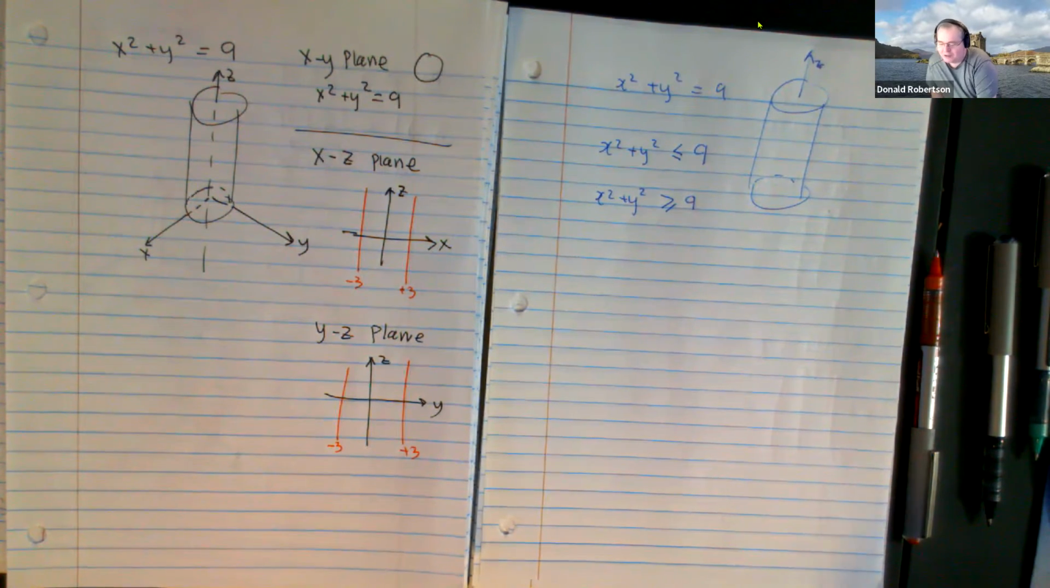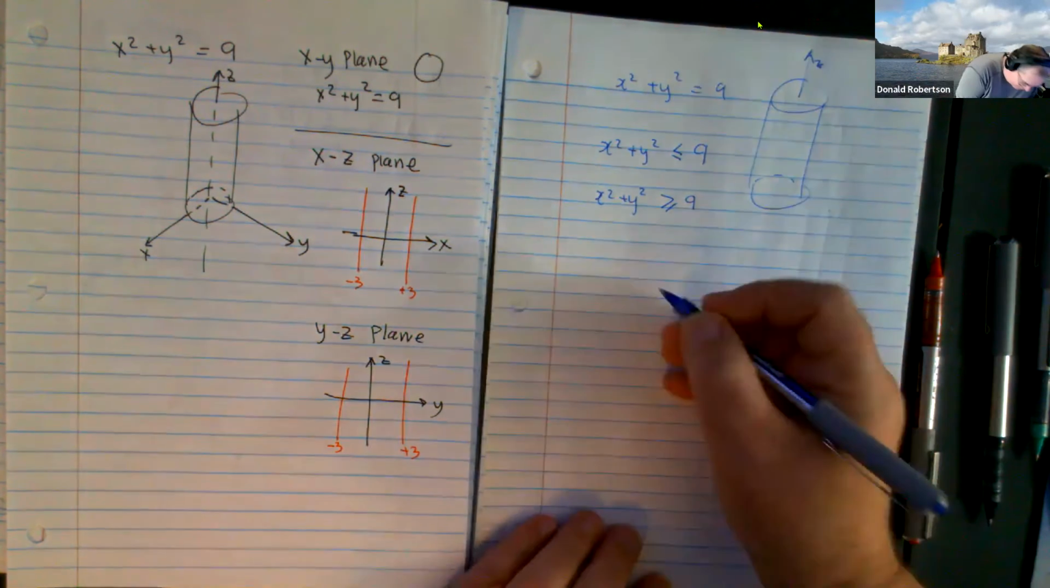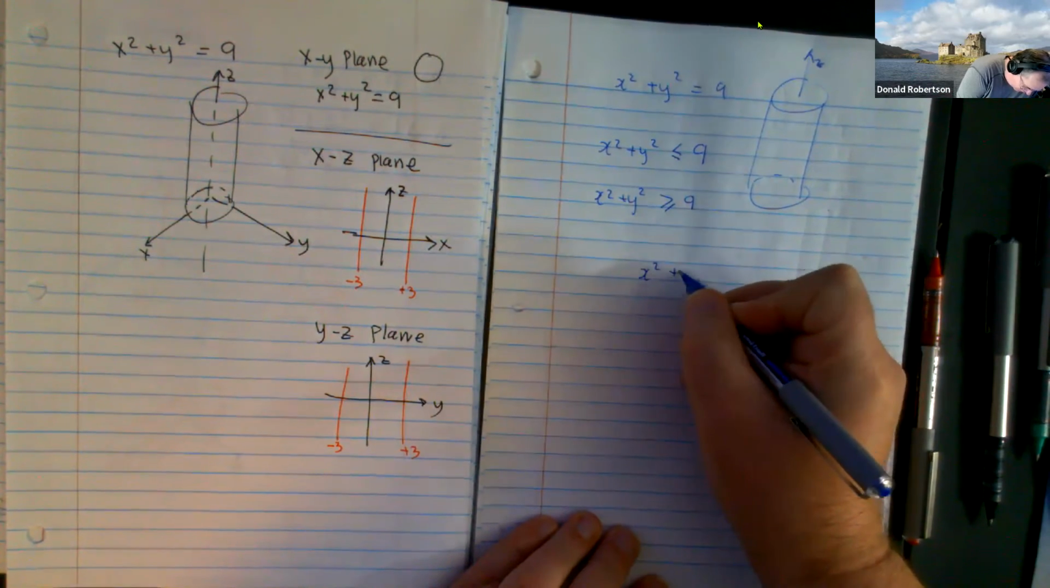Which is essentially what Cal just said. But we're talking about what it is and not what it isn't. So what it is is all the points in the universe except for that cylinder. What would this look like? This is not a cylinder.